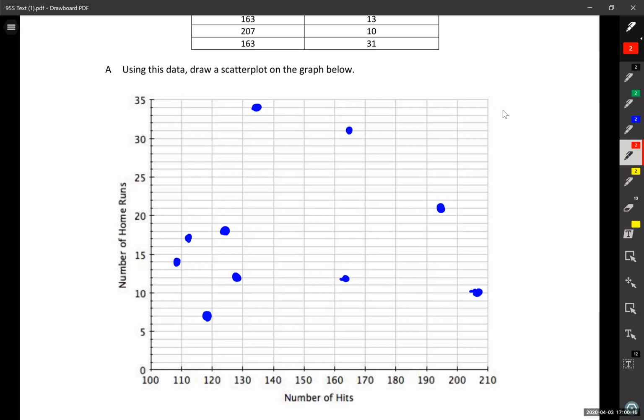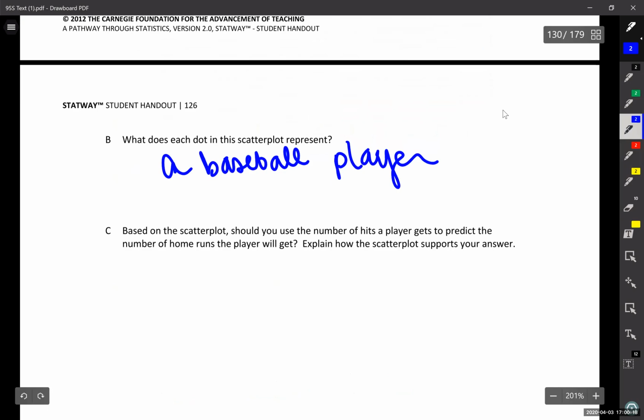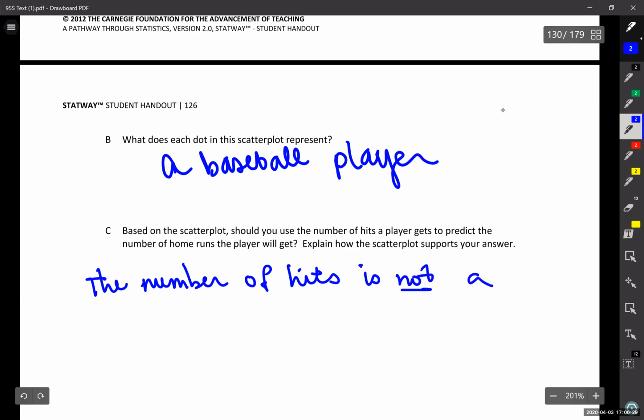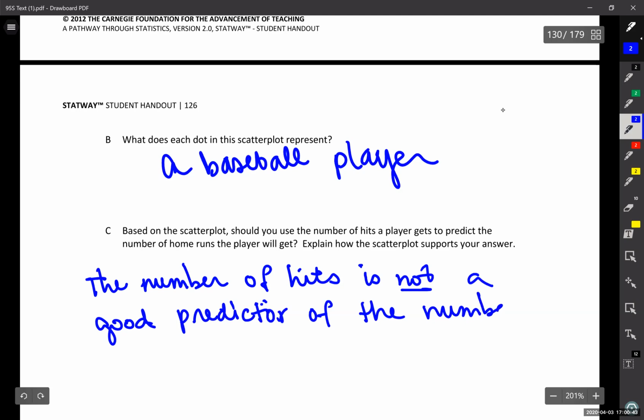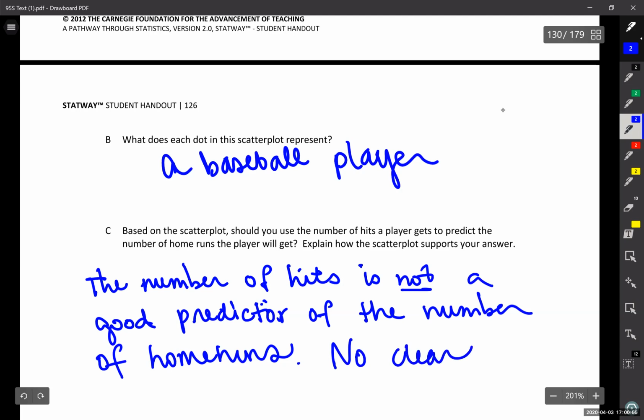And so what we're saying here is, based on the scatter plot, the number of hits is not a good predictor of the number of home runs. No clear pattern.